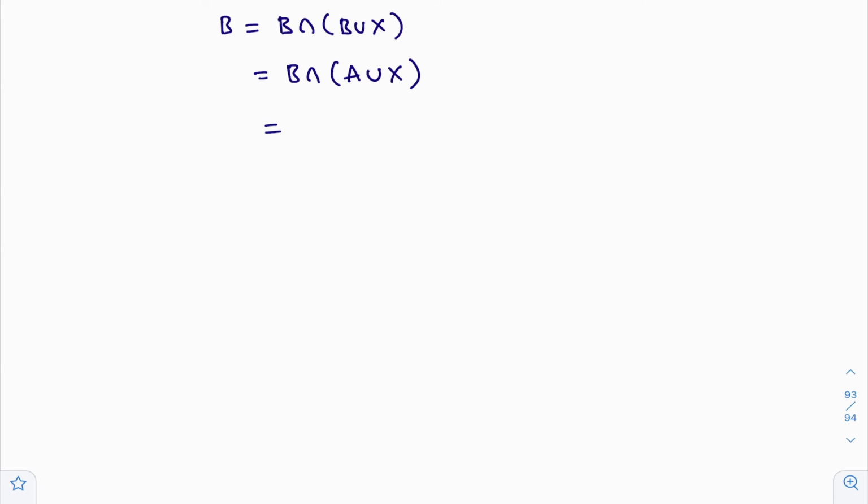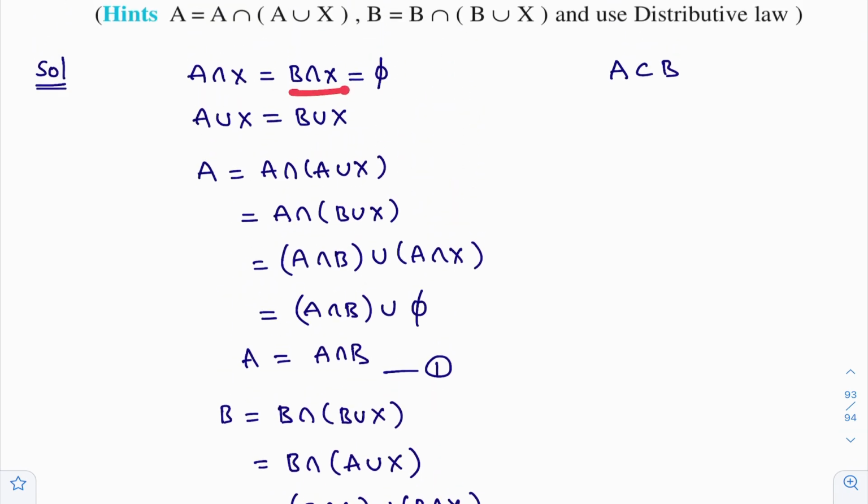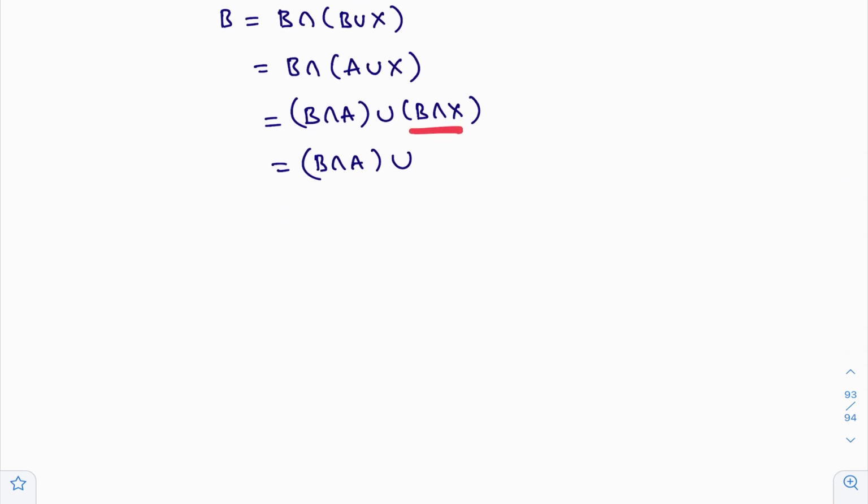Okay, that equal to, this can be written as B intersection A union B intersection X. Okay. What is B intersection X? In the question only they given that B intersection X is null set. So in place of B intersection X, I can write null set. You can observe here, null set is a subset of B intersection A, and we are doing union of these two sets. So obviously bigger set you will get, that is nothing but B intersection A.